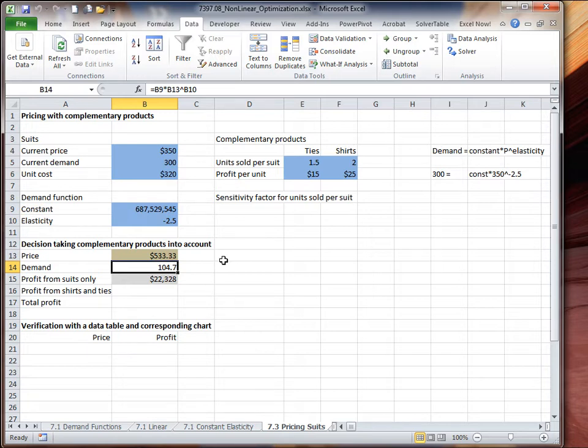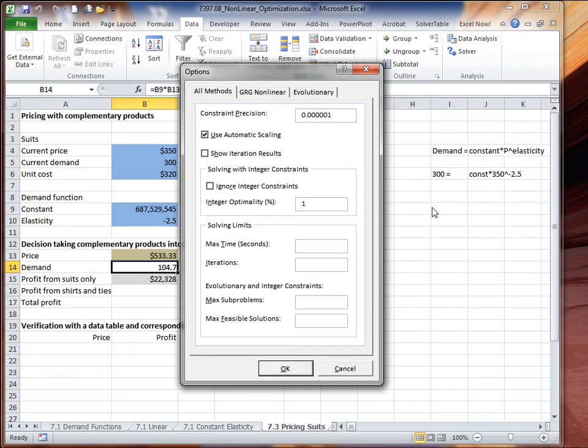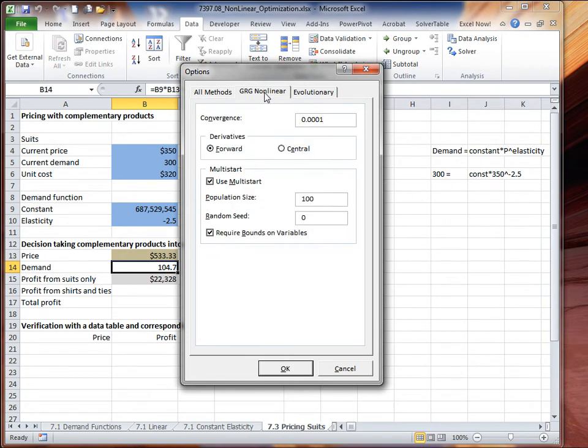Yes? Can you show us how to set up the multi-start? Sure. So let's go back in there. All right. So I've got the GRG nonlinear solver selected, first of all. But even if I didn't, when I go to options, you can see there's a tab that says GRG nonlinear. So I click on that tab and I make sure multi-start is checked. Now, it's always good to put bounds on the variable.